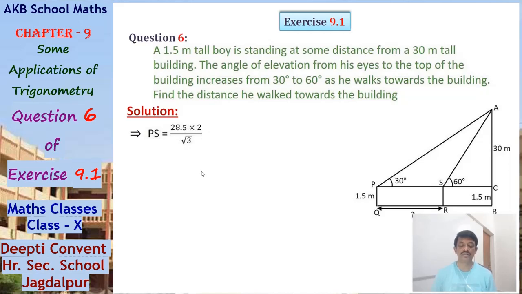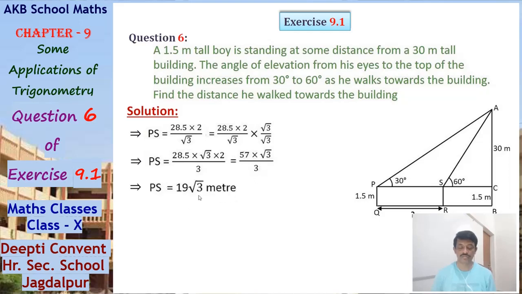root 3. Now rationalizing, multiply root 3 in the numerator and denominator, then the denominator is 3 and the numerator is 28.5 into root 3. So 57 into root 3 by 3, divided, gives 19 root 3 meter. So PS equals 19 root 3 meter. Clear?